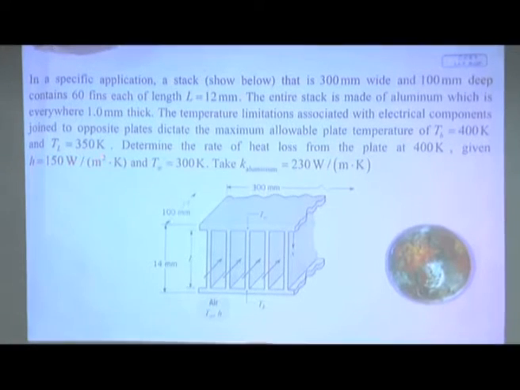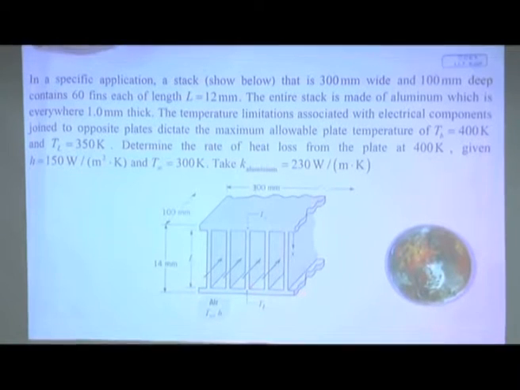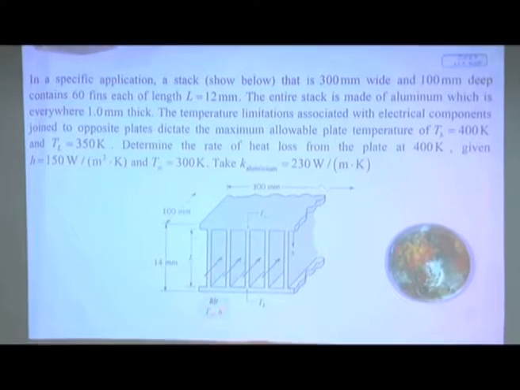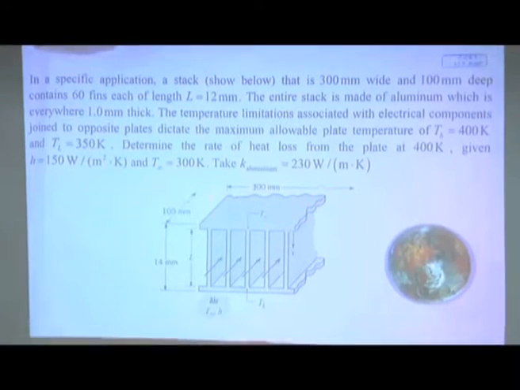And TL is 350 K. This side, the plate, is kept at 350 K by an arrangement of air with a T infinity and h, heat transfer coefficient. We are not much bothered about this side because the problem is prescribed by fixing the 350 K temperature. Determine the rate of heat loss from the plate at 400 K. That means, what is the rate of heat loss from the plate at 400 K?